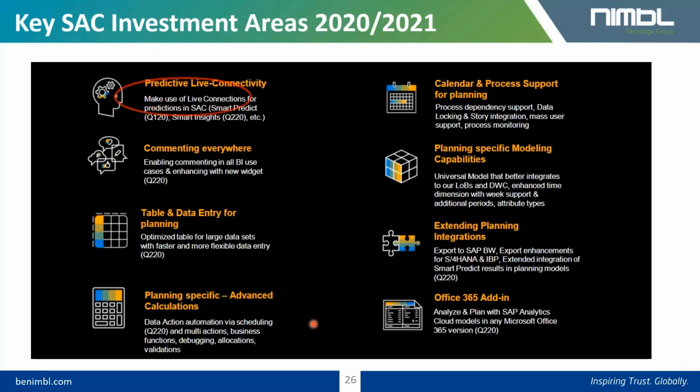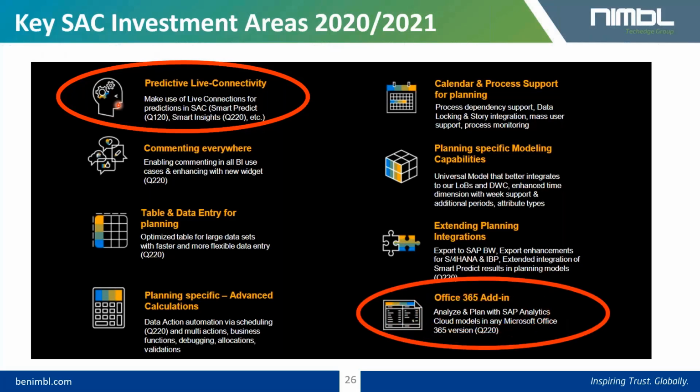A few others to note that are important is predictive live connectivity. So the ability to connect live to live data and use all those predictive features is important. There are some limitations on universe support for those smart and predictive features. Again, probably don't have the time to get into the details of them today, but in Q&A, maybe we can answer a couple there.